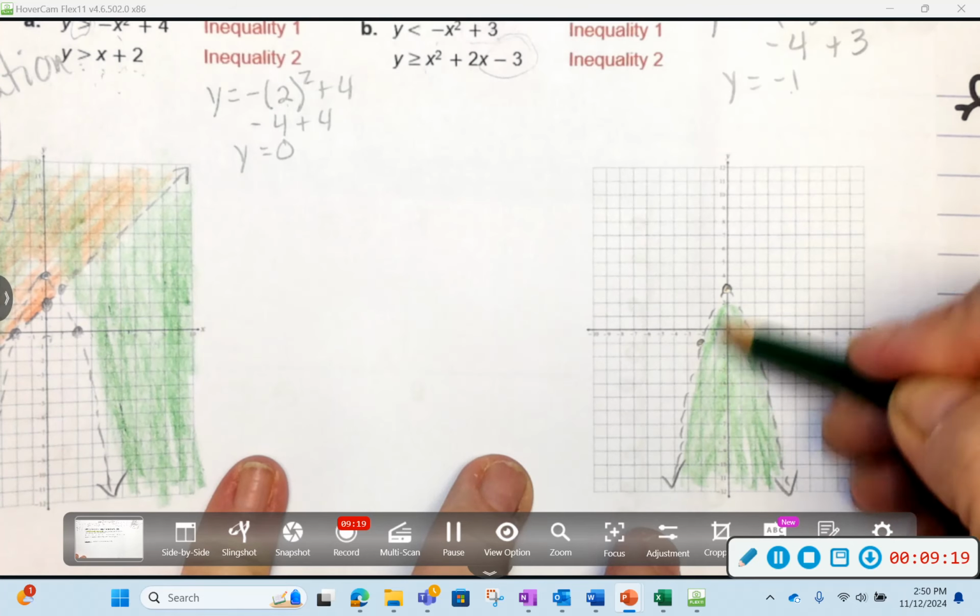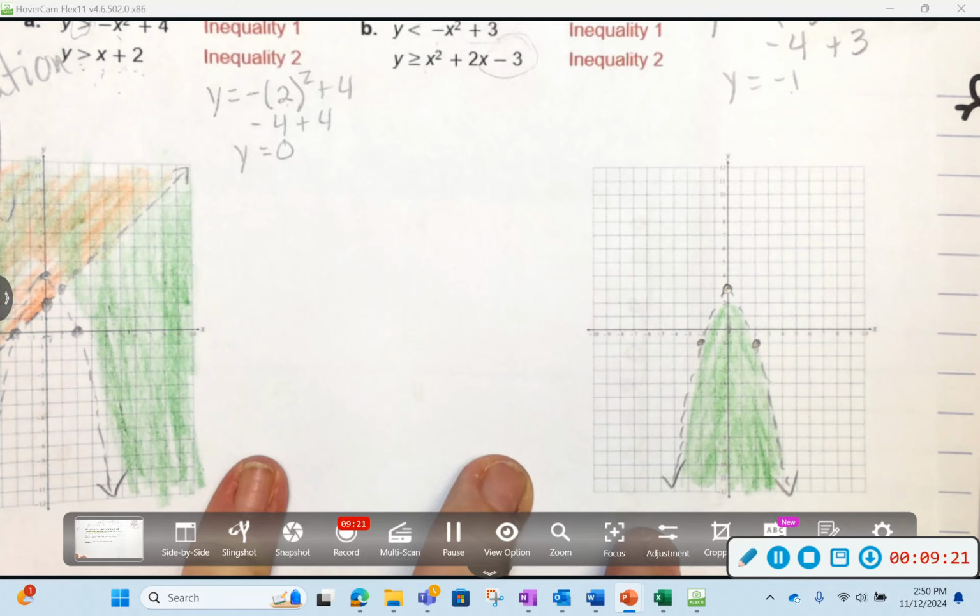I know y'all love watching me color. It's so satisfying, right? Just kidding. I don't know. Maybe you do, maybe you don't.